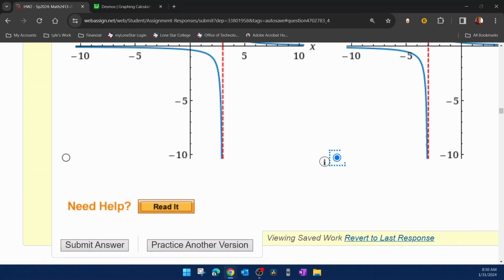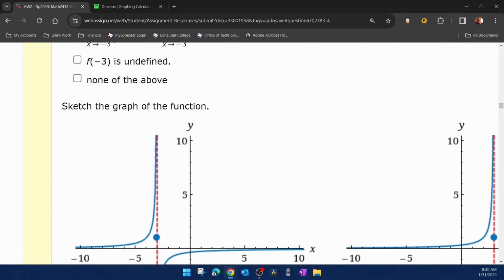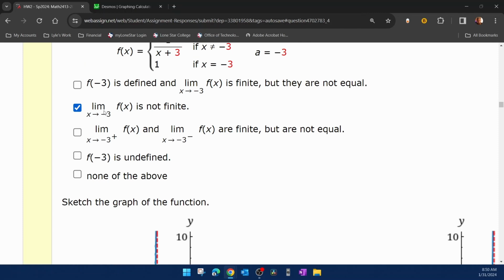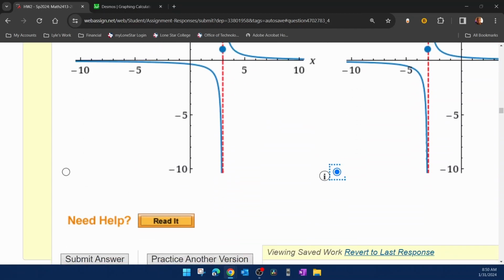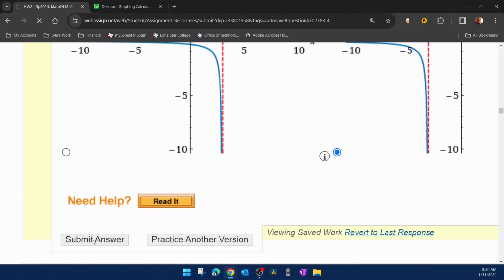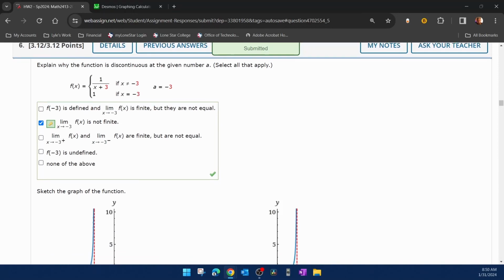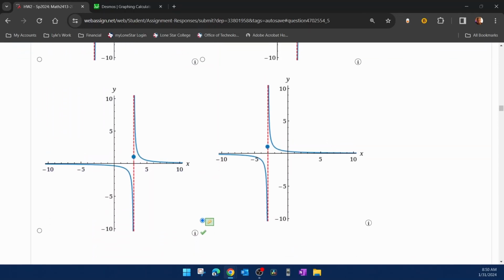Again, the only thing I'm not sure of in this problem about whether it's correct or not is this right here. But aside from saying none of the above, this is the best fit for this situation. Let's see if that's what WebAssign wanted. No, it is. That's what they wanted. And we did pick the correct graph.